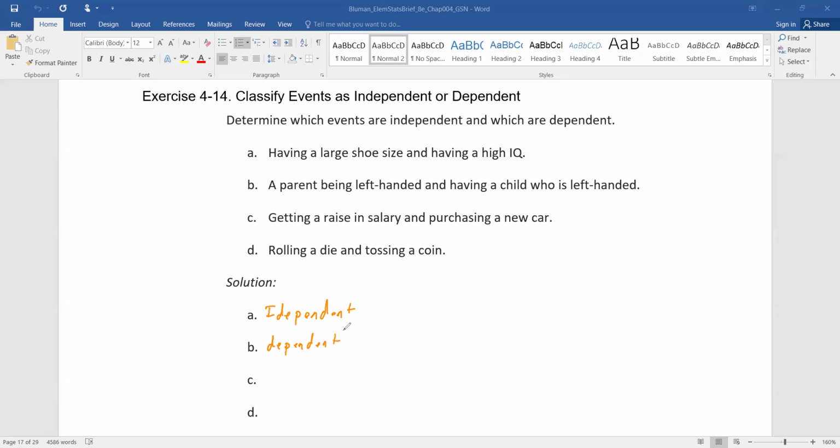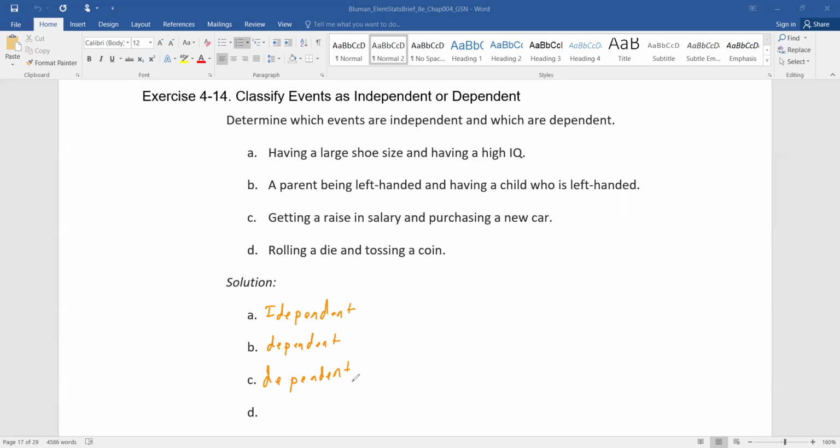Part C, getting a raise in salary and purchasing a new car. Well, if I'm getting a raise in salary, I get more money. If I get more money, I can buy new things. You specifically put it to a new car. That could be dependent on each other, because if I don't get a raise, perhaps I'm not buying a new car. So getting a raise, I can put more money down on purchasing that new vehicle.